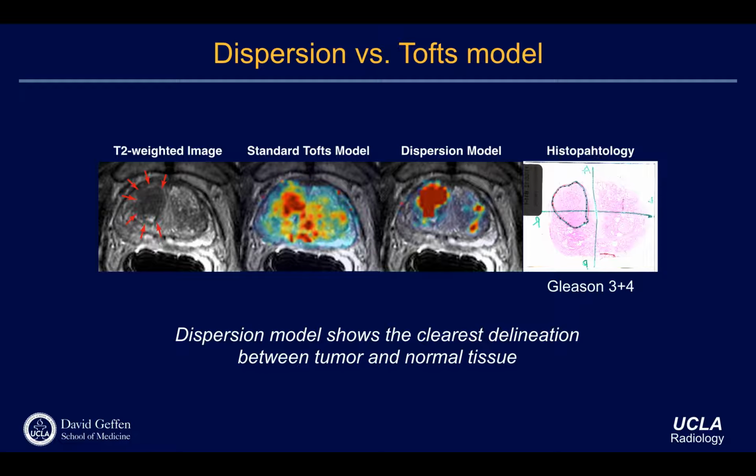This is a combination of the K-trans and dispersion factor together. And this is a K-trans map, right? So this is a K-trans map only, and this is a combination of the K-trans and dispersion factor.